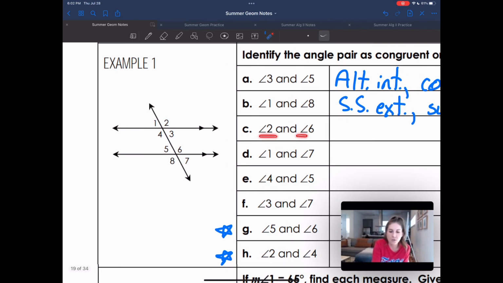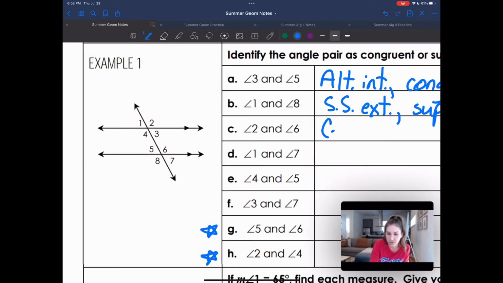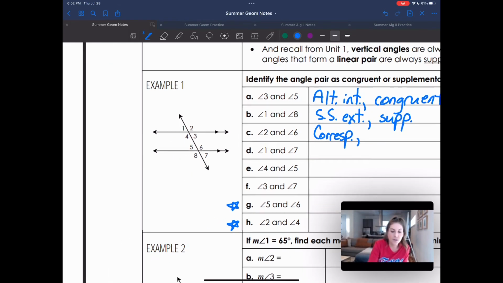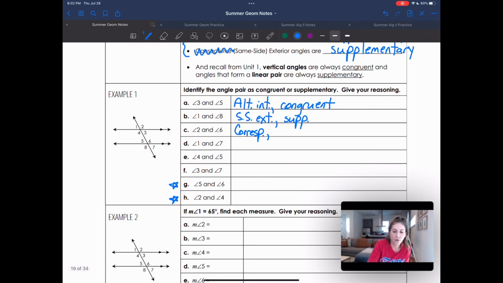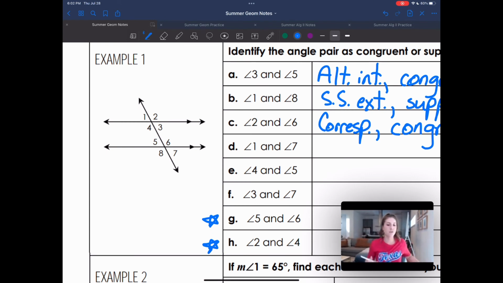All right, angles 2 and 6. Let's locate them. Angle 2. Angle 6. They are on the same side, but one is interior, one is exterior. So what are these? Corresponding. And then we can look at our notes if you're not sure about that one. Corresponding angles, those are always congruent. Basically, the only ones that are not are the same siders. Okay, so congruent.